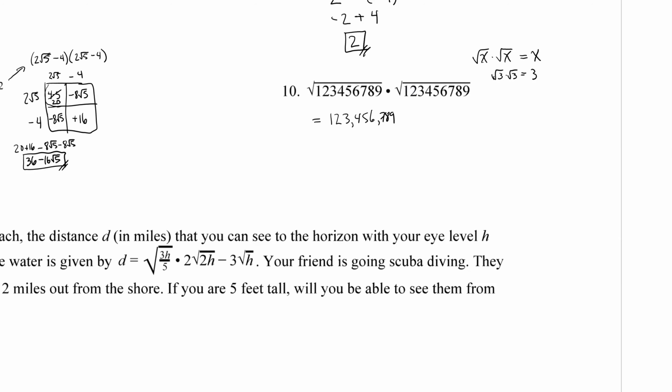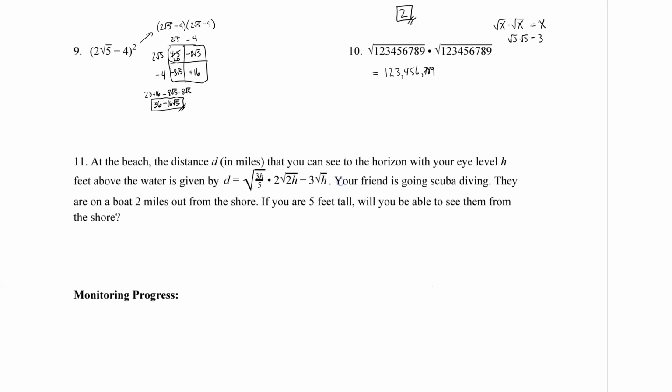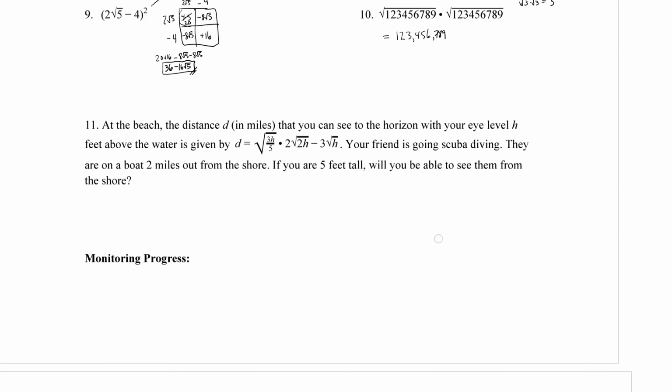Okay, let's look at the practical application problem here. At the beach, the distance d in miles that you can see to the horizon with your eye level, h, feet above the water, is given by the equation d equals the square root of 3h over 5 times 2 times the square root of 2h minus 3 times the square root of h. Your friend is going scuba diving. They are on a boat 2 miles out from the shore. If you are 5 feet tall, will you be able to see them from the shore?